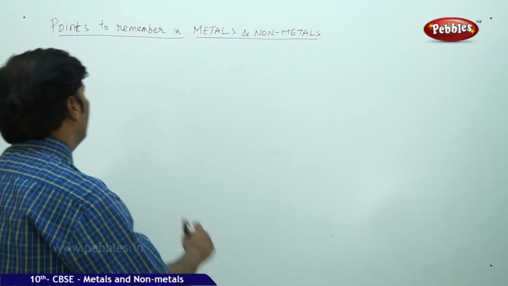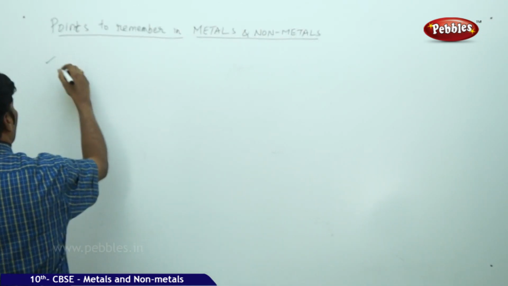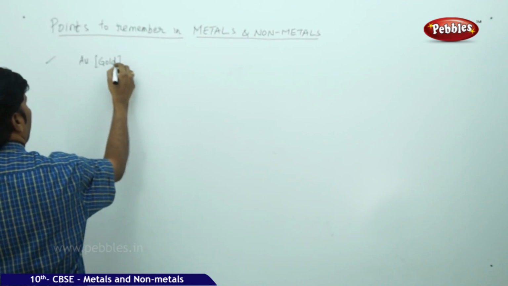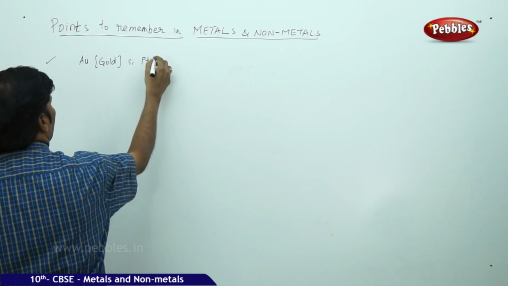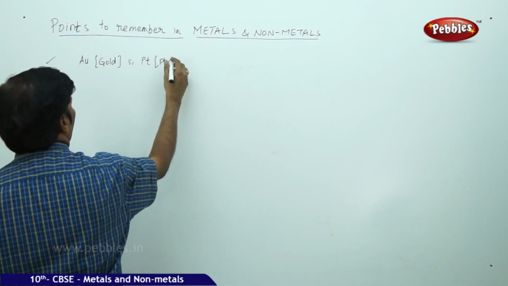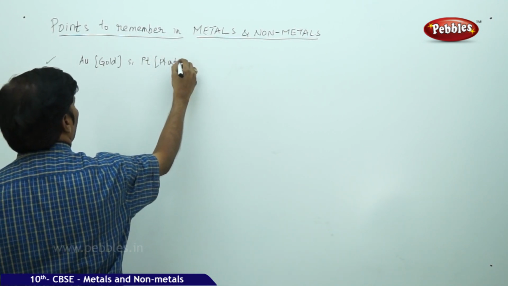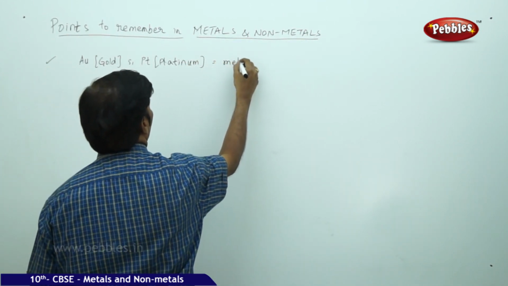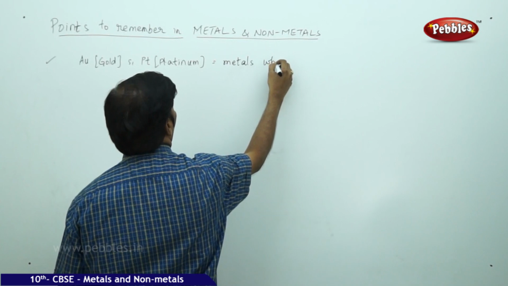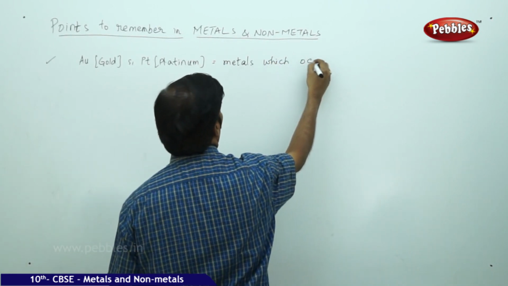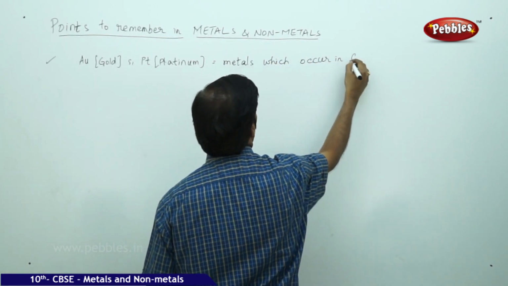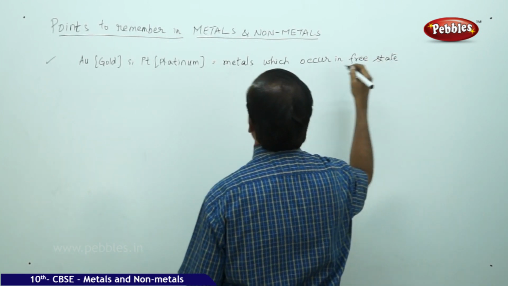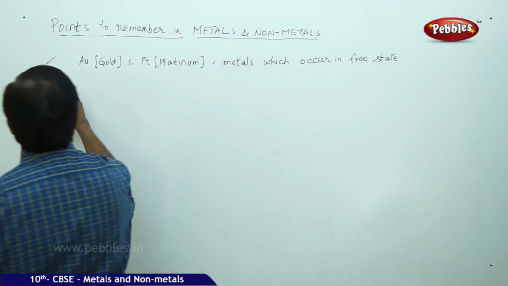So the next point which you have to remember is gold and platinum. Gold and platinum are the 2 metals which occur in free state.